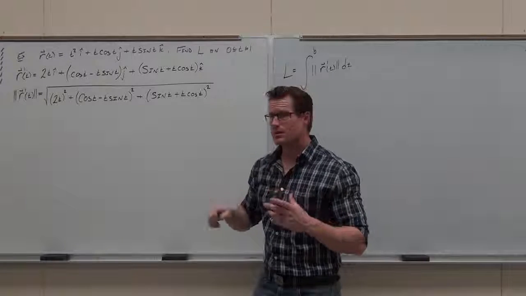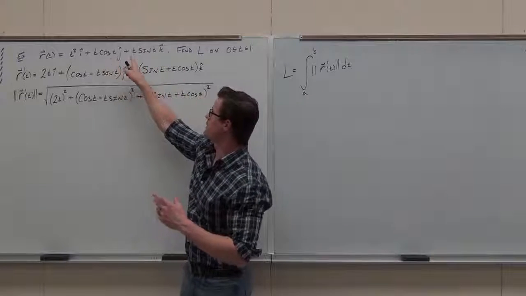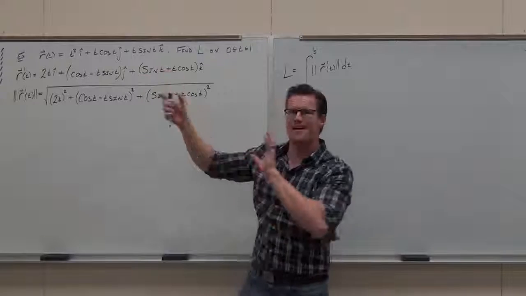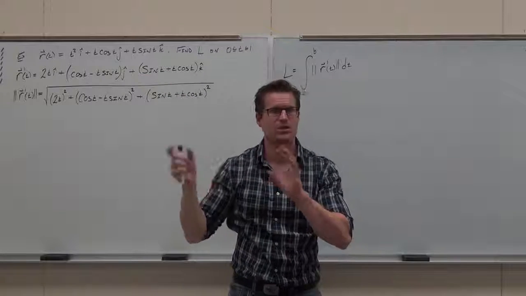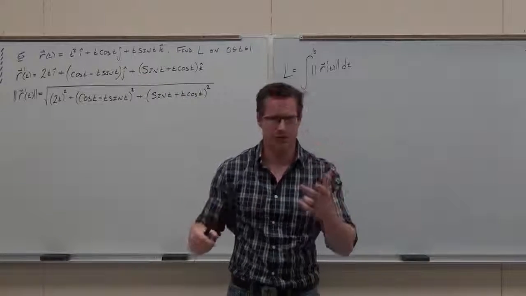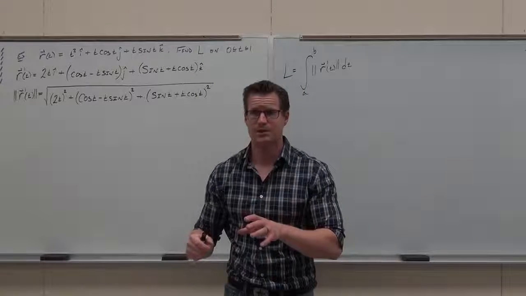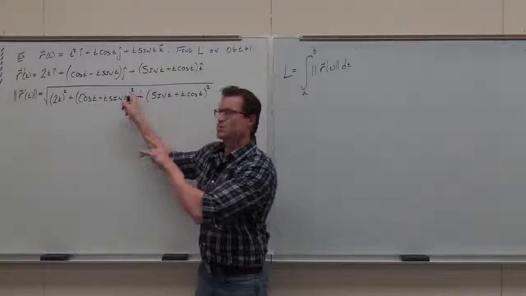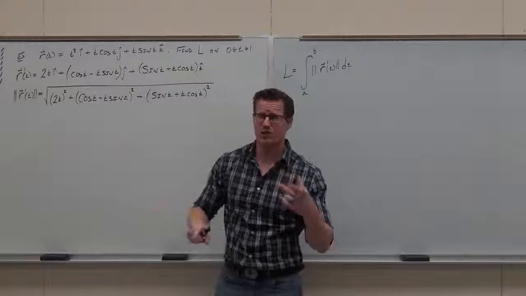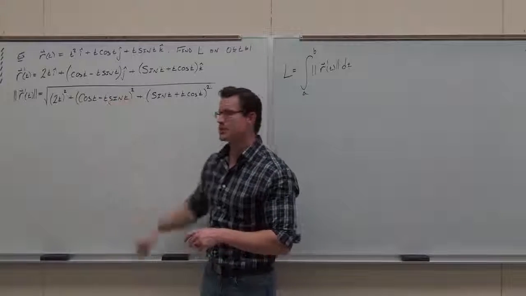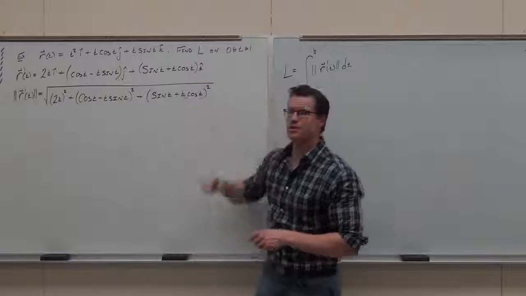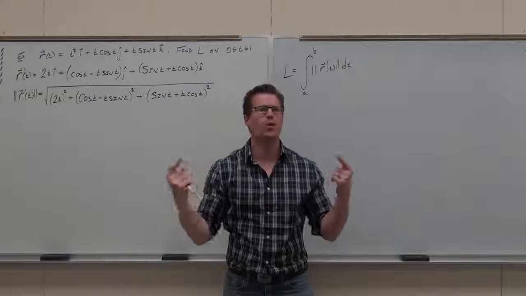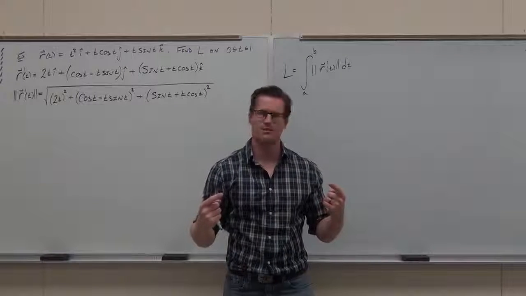What happens a lot when you have derivatives of components that have both sines and cosines with t's in front of them, e to the t in front of them, is you're going to get a lot of product rule, which means you're going to get a lot of distribution when you square stuff, which means you're going to get a lot of cosine squared and a lot of sine squared. Those things almost always simplify, at least some parts of it.